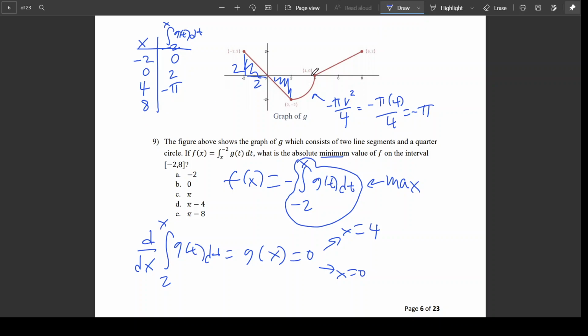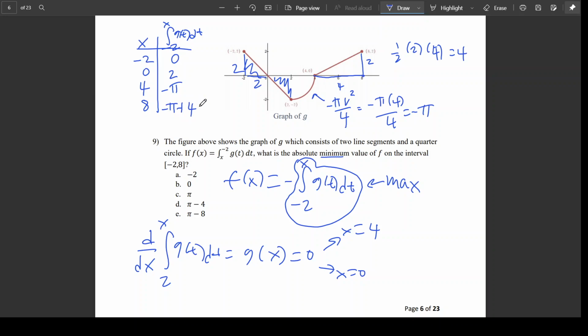And then for 8, it's going to be this quarter circle plus this triangle. And this triangle is going to be, this is 4, and this is 2. So this area is going to be 1/2 times 2 times 4, which is 4. So this is going to be negative pi plus 4.